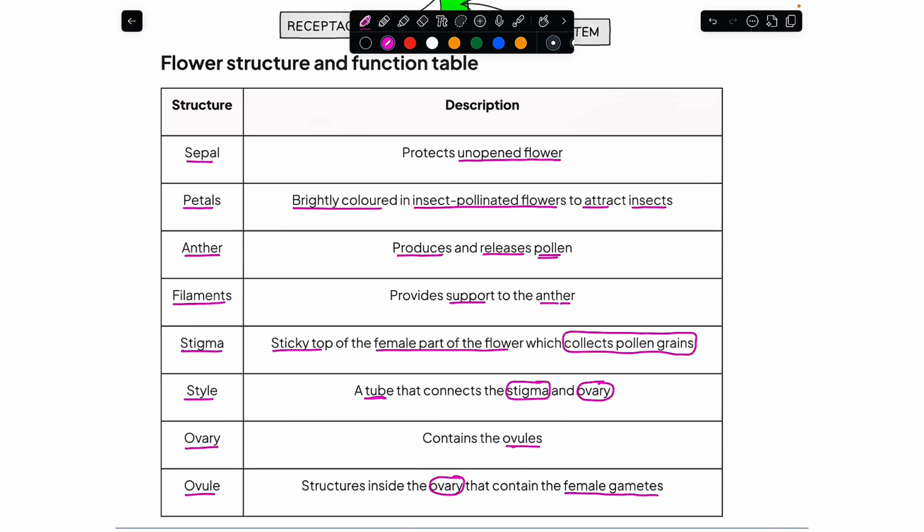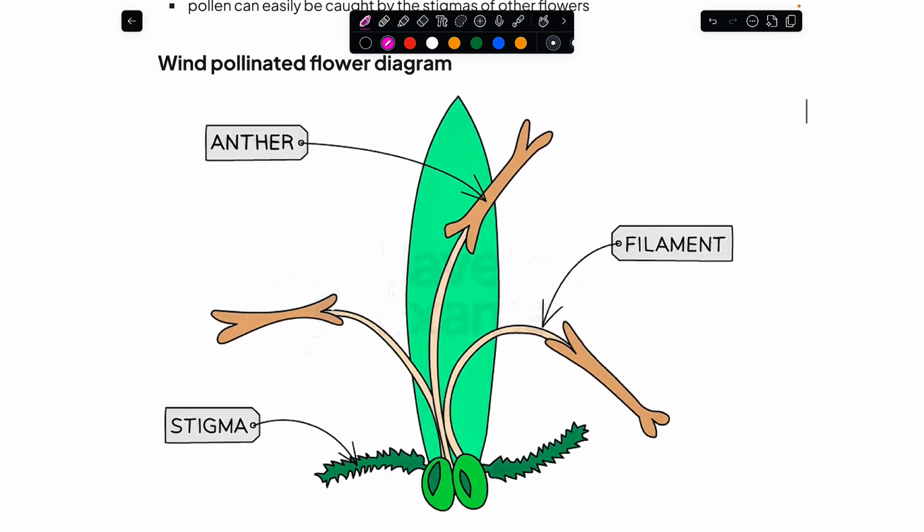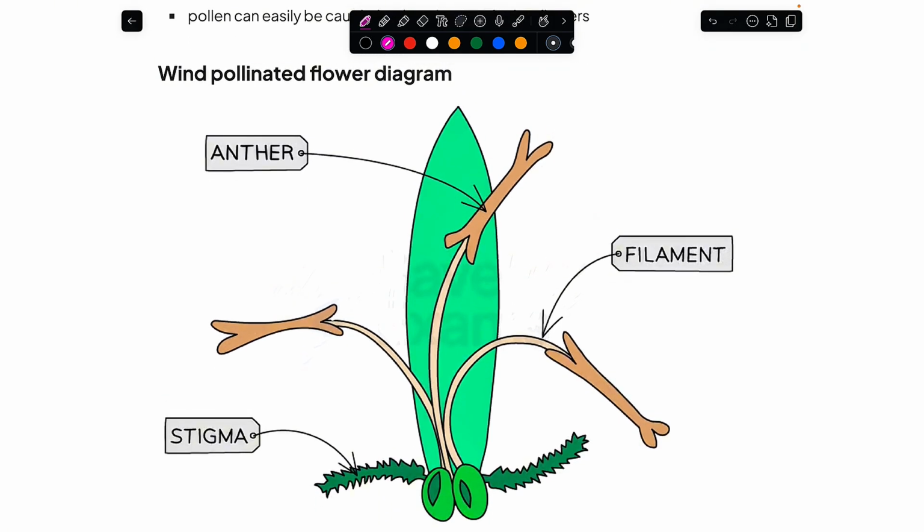Now, since we have looked at the structures and the functions of the insect pollinated flowers, we must have an idea of the wind pollinated flower as well. So the diagram coming up now is the diagram of the wind pollinated flower. What you have to assume here is that this thing indicated with the green color is the petals of the wind pollinated flower, and unlike the insect pollinated flower, they are not brightly colored, they are dull.